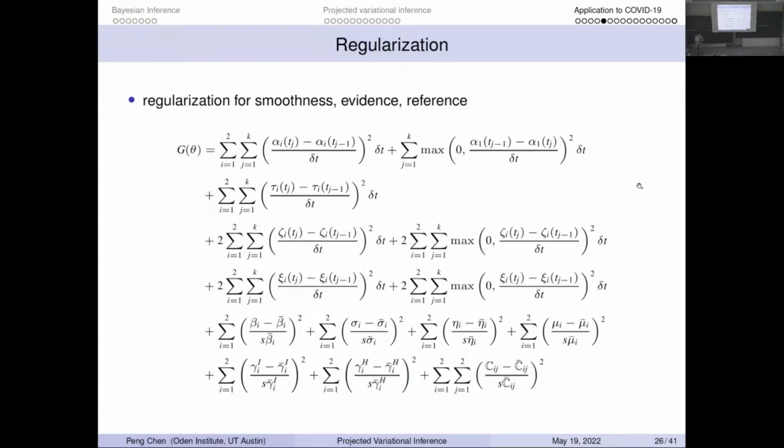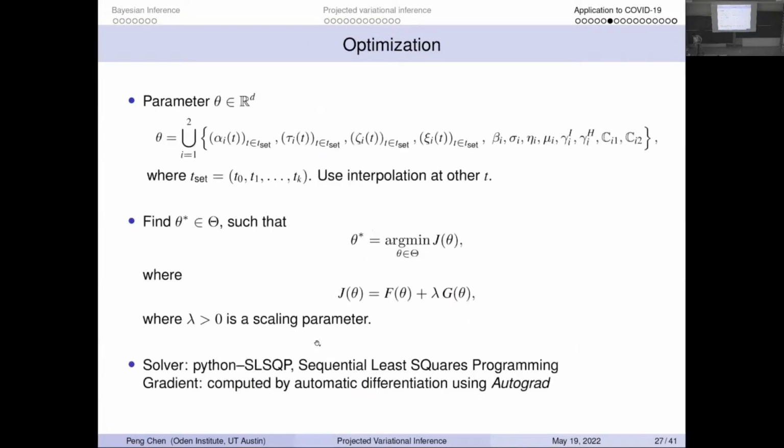On the top, we have four different time-dependent parameters. We put a smoothness term, for instance the H1 norm, because we don't want to change the time-dependent parameters too rapidly. We also put some evidence and reference values for the time-independent parameters. We gathered some parameter values from the literature, and we want to trust these values. So there is a regularization term there too, putting a relative scale on each different parameter.